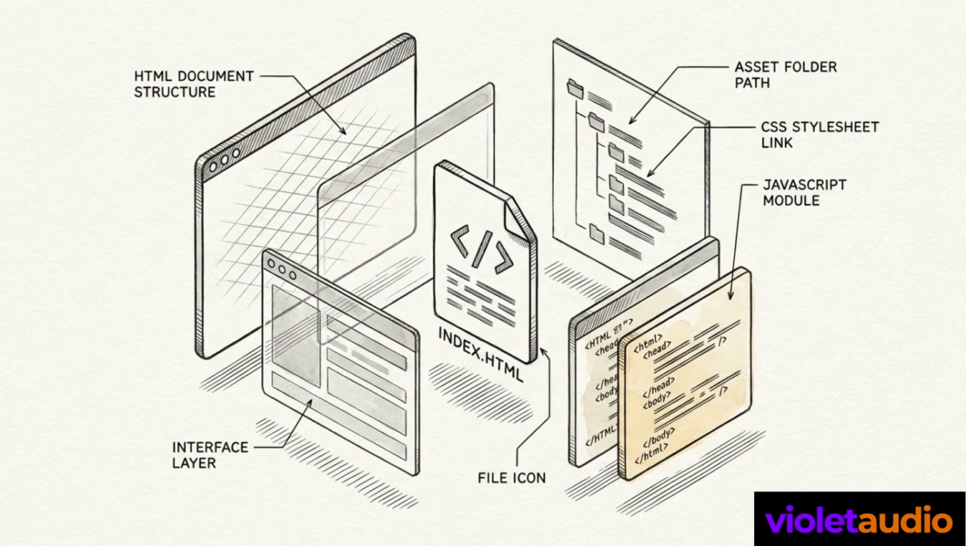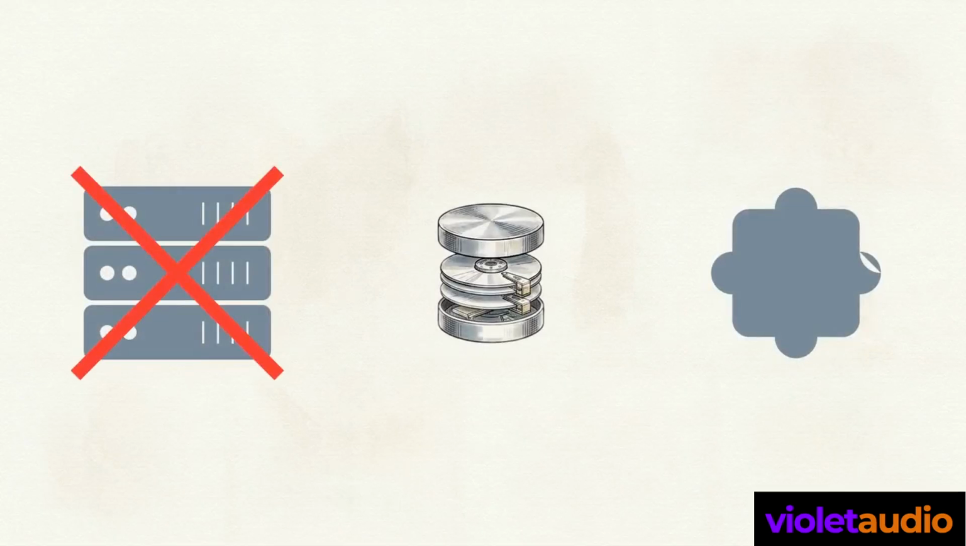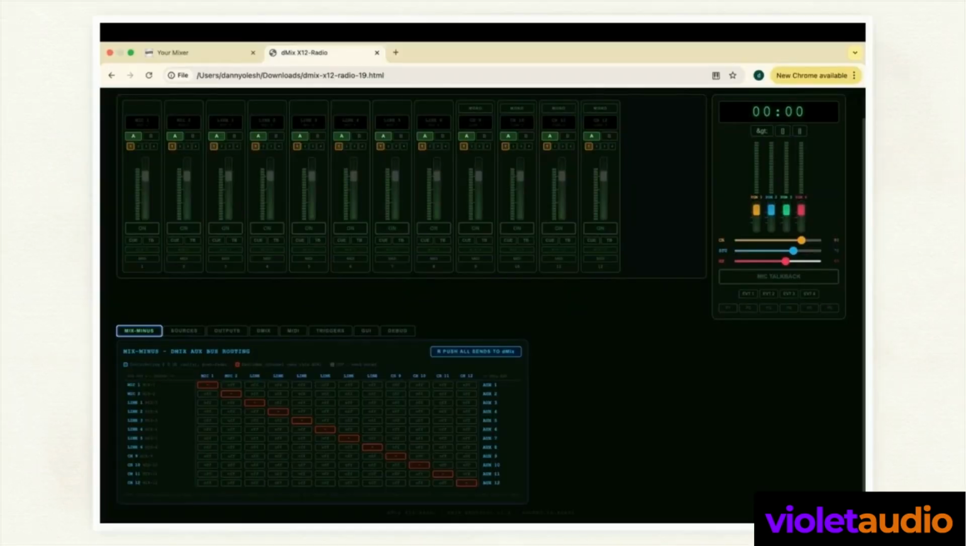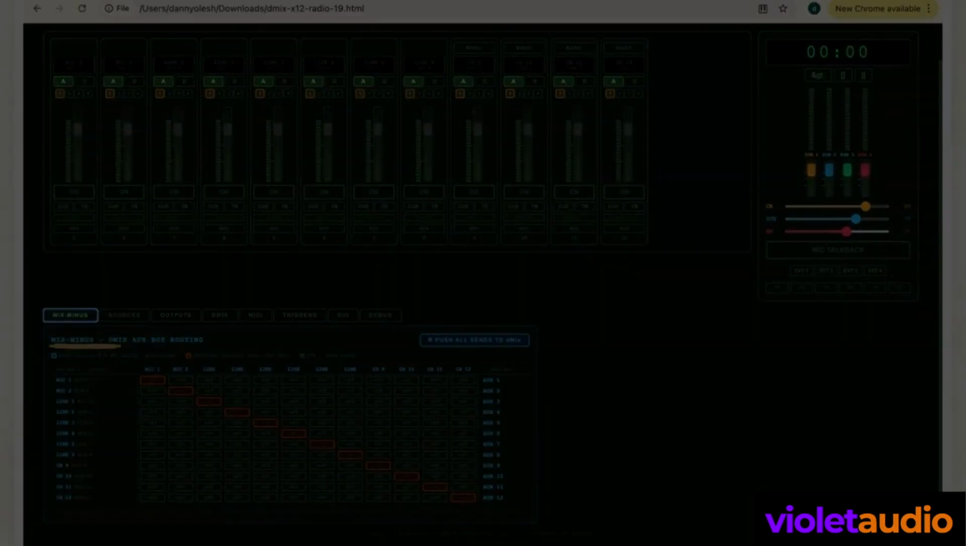This virtual interface isn't a massive software suite. It operates as a single standalone HTML file. There is no middleware. You do not need to provision a local server, configure a backend database, or install any browser plugins to make it run. This is the dMix X12 radio service running natively within a standard Chrome or Edge environment. It provides a complete 12-channel broadcast layout with direct access to mix minus and routing parameters.